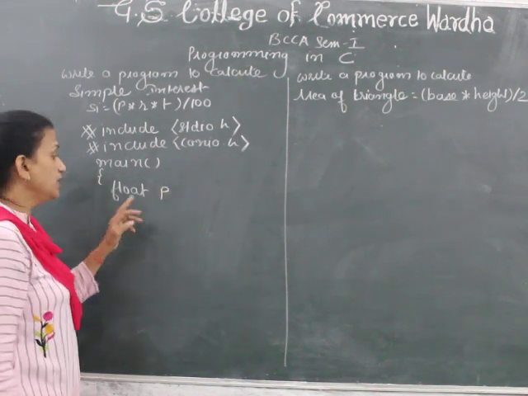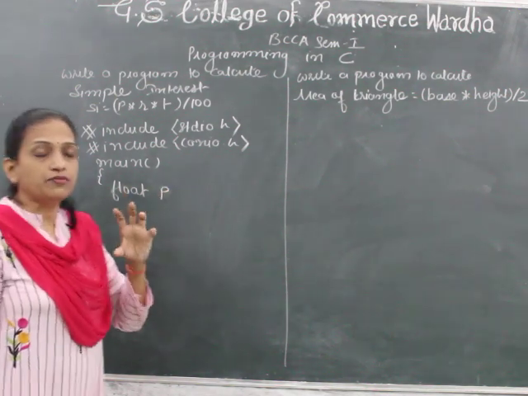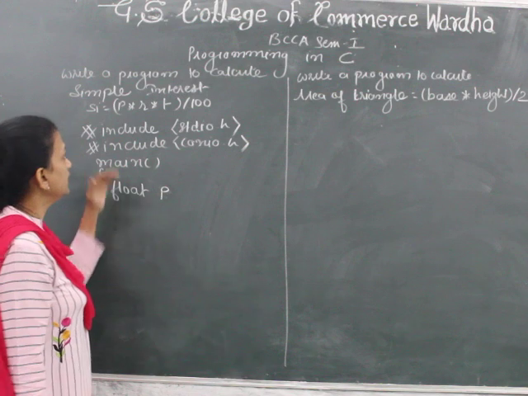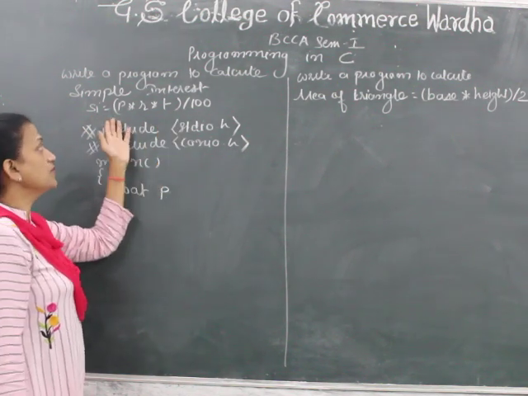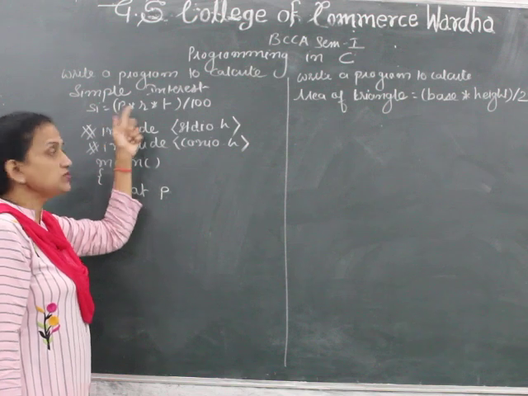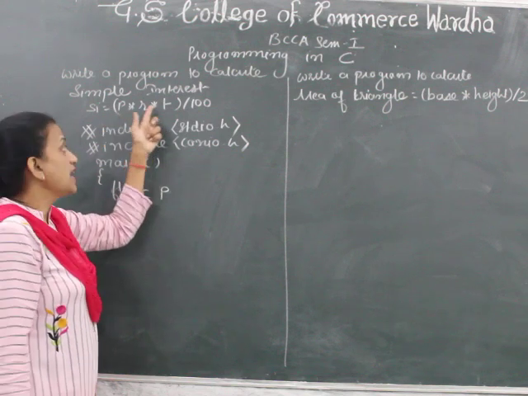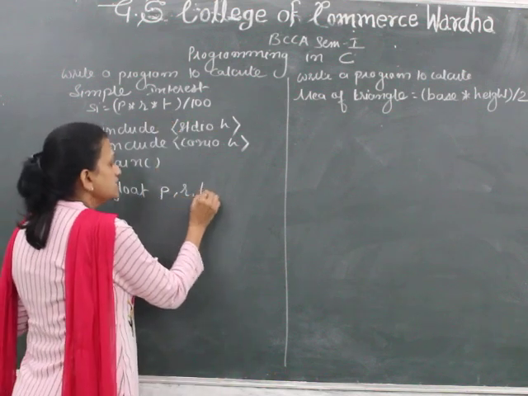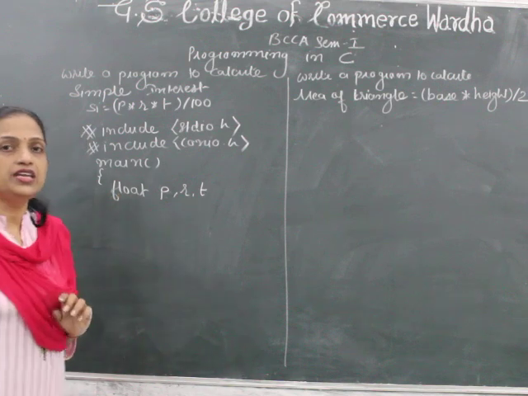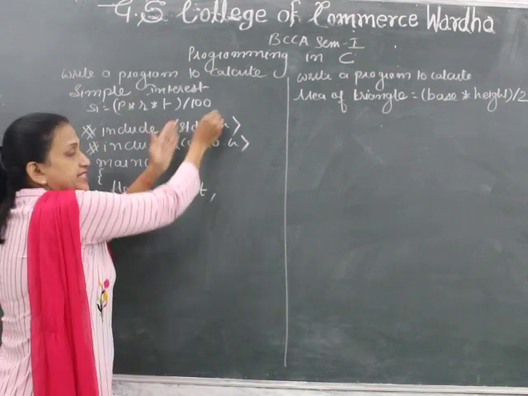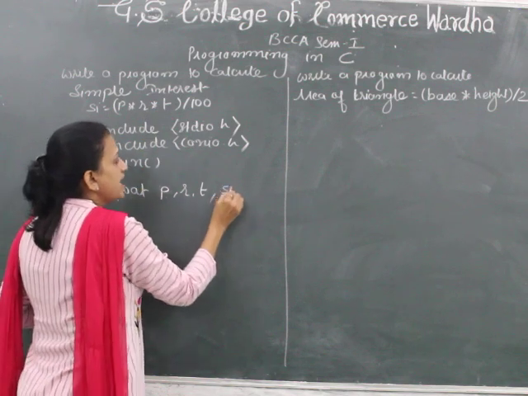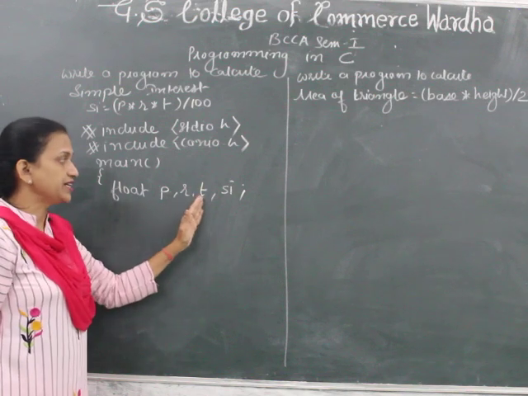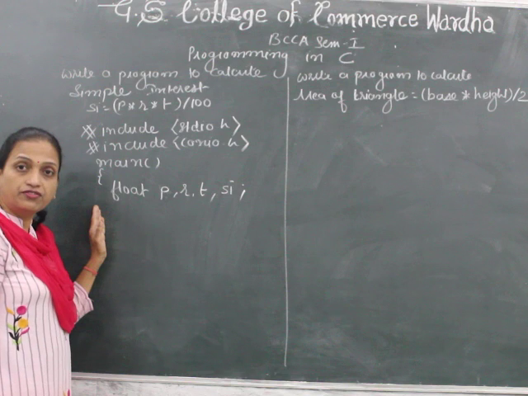P is for principal. First try to understand how many variables you need to calculate the simple interest. P is to store the principal amount, R to store the rate of interest and T to store the time period. And one more variable you need here to store the calculated value, so I am taking the SI variable. So we declared four variables, P, R, T and SI, of float type.